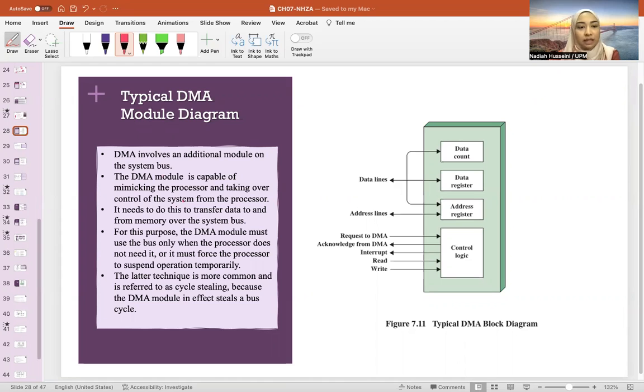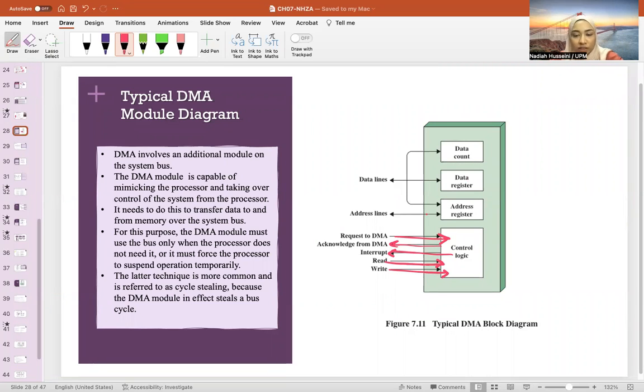So now we are talking about the DMA module diagram. This is our typical DMA block diagram where we have the data count, the data register, the address register, and then we have our control logic, where the control logic handles requests to DMA. Of course, a request goes in and an acknowledge from DMA goes out, and then the DMA will issue an interrupt. So this goes out, and any read will go through the DMA because the request will come from the processor, and any write will also come from the processor into the DMA. So all of that goes into the control logic.